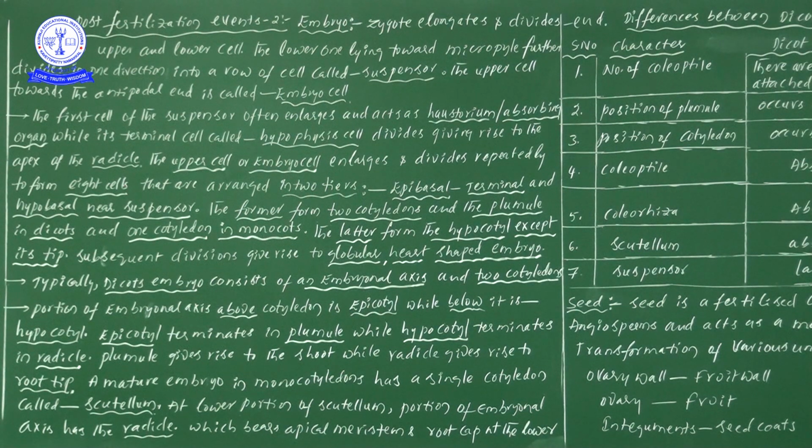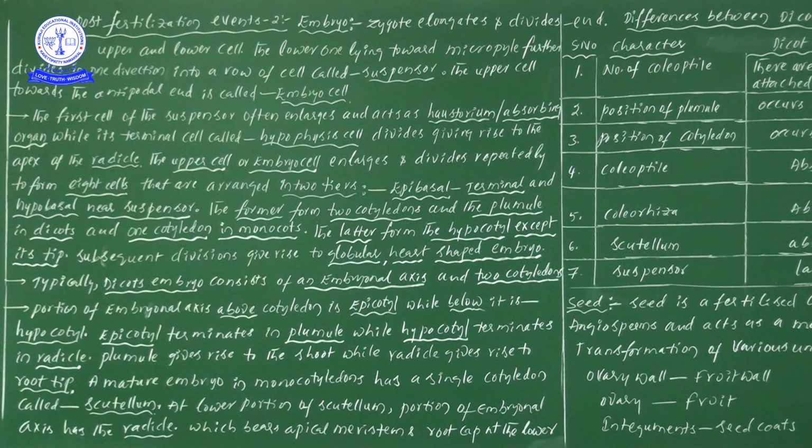Okay, these 8 cells are arranged in 2 tiers. One tier is named epibasal and the other is named hypobasal. You can remember it like a tier only. The epibasal tier is also known as terminal, and the hypobasal tier is situated towards the suspensor, or near the suspensor. The epibasal one is the terminal one.